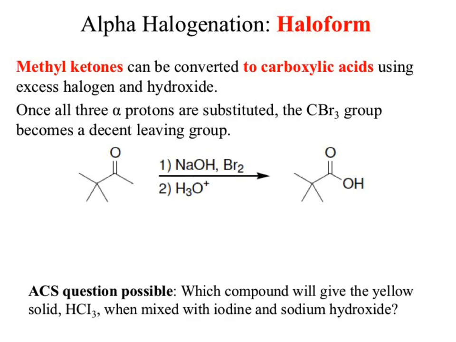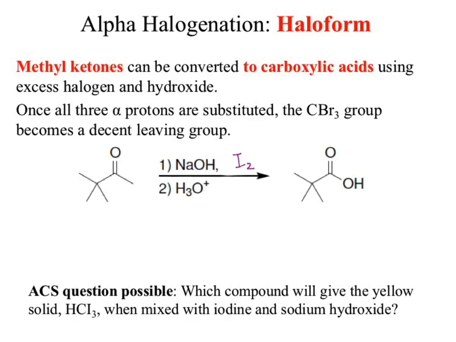Which compound will give the yellow solid CHI3 when mixed with iodine and sodium hydroxide? What are they saying? Okay. Well, they're saying iodine and sodium hydroxide. So if we made an edit to the above reaction, I have sodium hydroxide and I have I2. What is the difference between I2 and Br2? They're both halides. So what does that mean happens to the chemistry? Nothing. They do exactly the same thing.